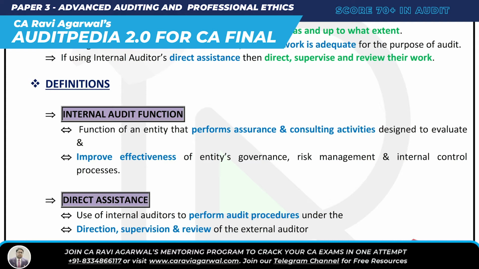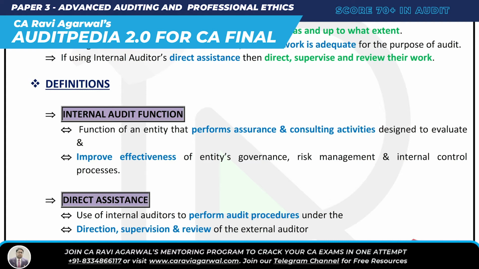Okay, see the words: use of internal auditor to perform audit procedures under my direction, my supervision, my review. You got the things clear? Where it is written using the work of internal auditor, there you are using the work of internal auditor. But in direct assistance, it does not happen that way. Here you use the internal auditor itself, to perform audit procedures under the direction, supervision and review of the external auditor. Is it crystal clear?